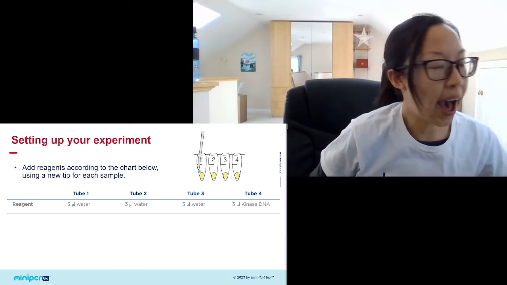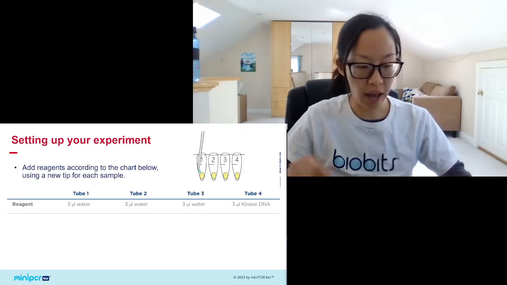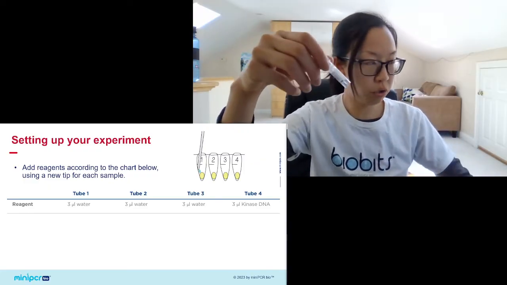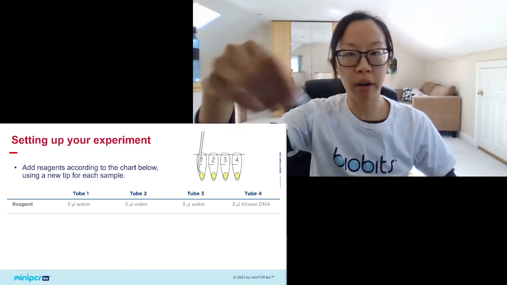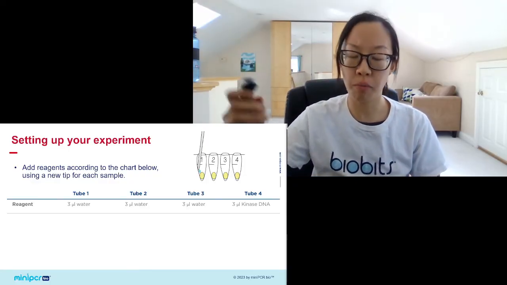and we're going to add the reagents as shown on this chart. So let's see, I have my water tube right here. I'm going to add water to tubes 1, 2, and 3, and then kinase DNA to tube 4.